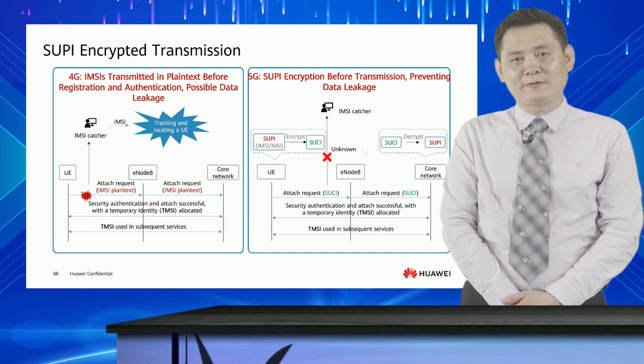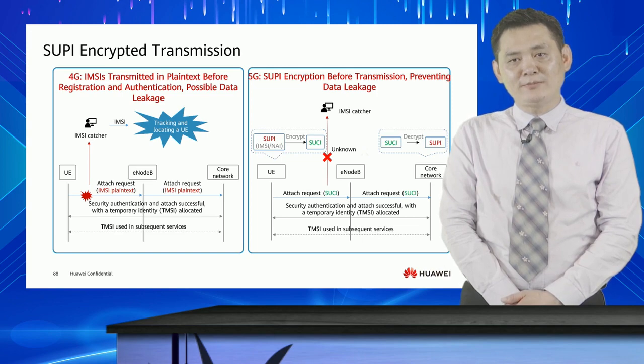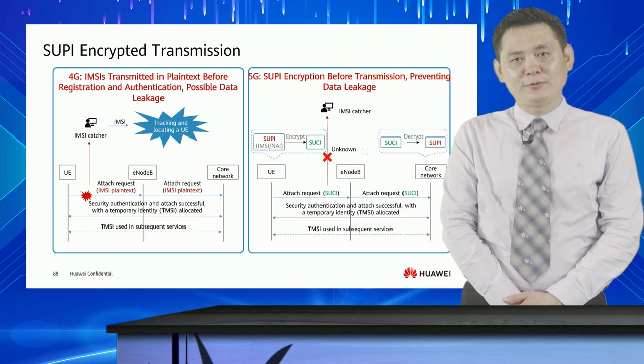The permanent number of a 5G subscriber is named SUPI, which has the same meaning as MC. The SUPI will not be directly transmitted in any scenario. The SUPI is always encrypted into SUCI before being transmitted. In other words, the SUPI will never be transmitted in plain text over the air interface.